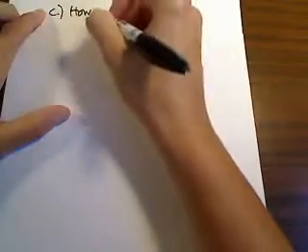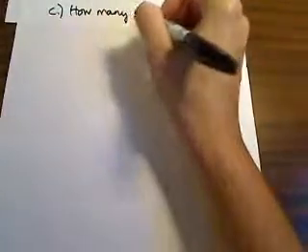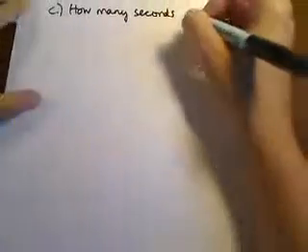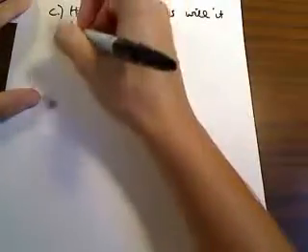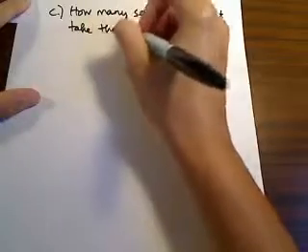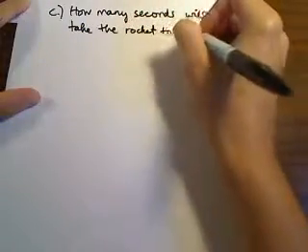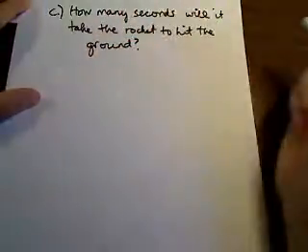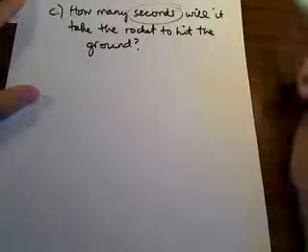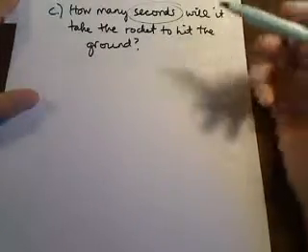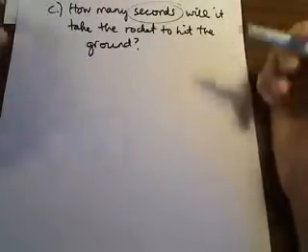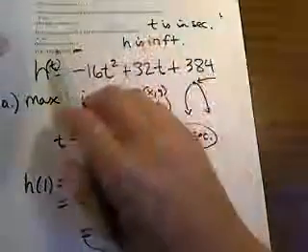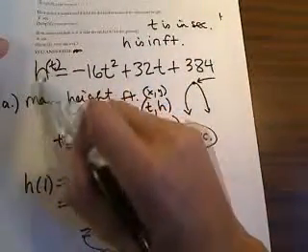So the question is, how many seconds will it take the rocket to hit the ground? First thing is we're looking for seconds, and that's a value of t. And what it means to hit the ground in terms of our formula, and here's our formula again, is a height of 0.